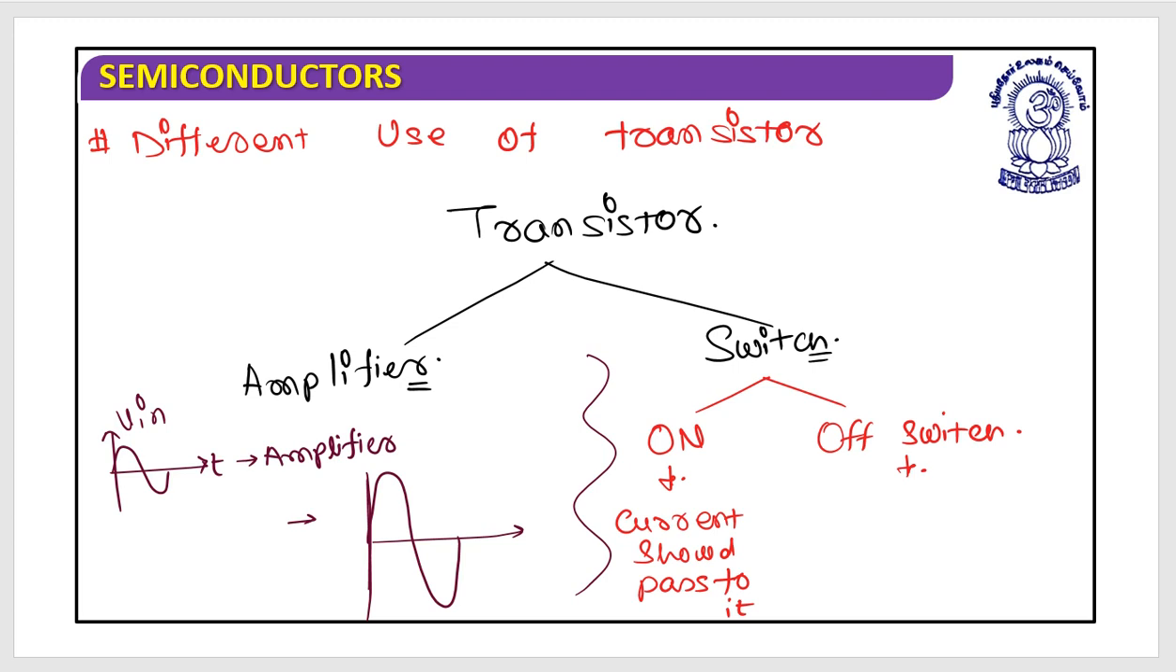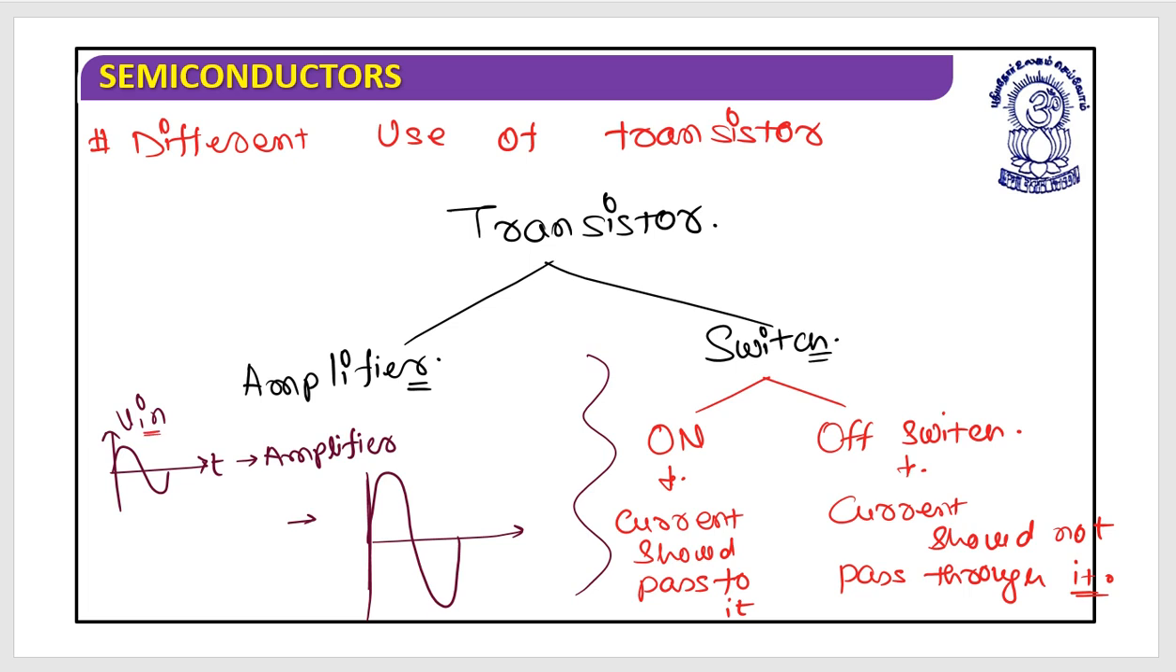Or when it's an off switch, that means current should not pass through it. So on switches we understand a little, but amplifier is new for us.